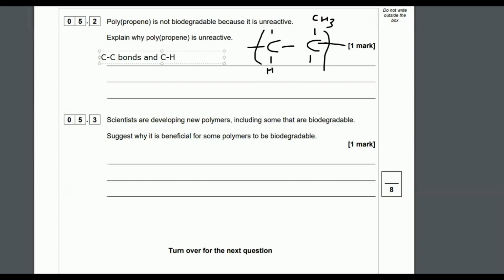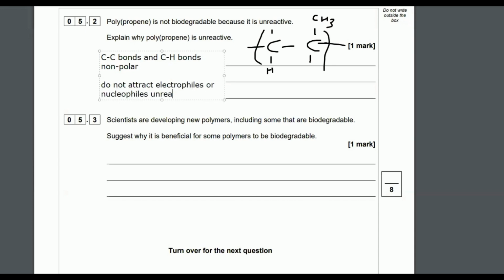Essentially, these bonds, what do you notice about carbon-carbon and carbon-hydrogen? They've got similar electronegativity, the carbon and the hydrogen, and carbon the same. So they're non-polar bonds. If they're non-polar, they're neither going to attract positive cations or negative anions. They're not going to attract electrophiles or nucleophiles. Hence, they're not very reactive. So we can say the fact that the bonds are non-polar, carbon-carbon, carbon-hydrogen, means they're unreactive.